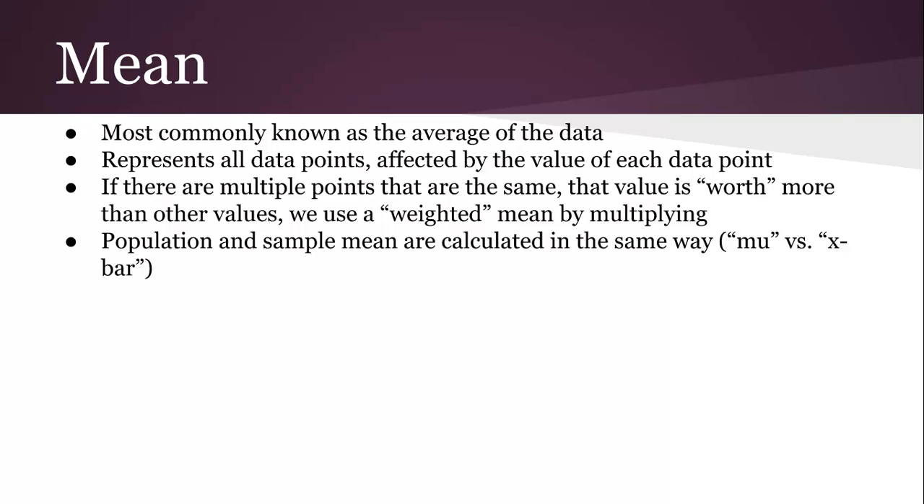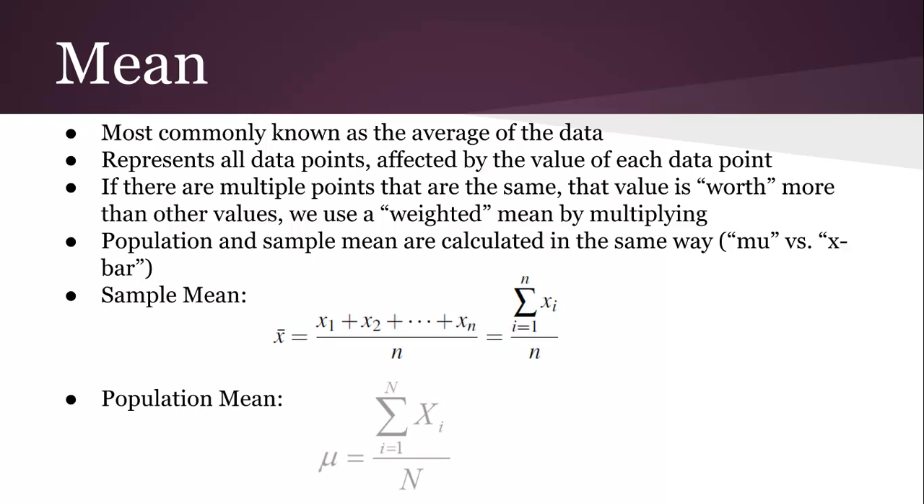Population and sample mean are calculated in the same way. There's mu versus x bar. I don't want you to worry too much about this, but it's just showing that you can show this two ways. X bar is the way to say average if you're just looking at a sample, and we use this letter, the Greek letter mu, to represent average for a population, but it's still the same thing. It's just add them all up, divide by the total.